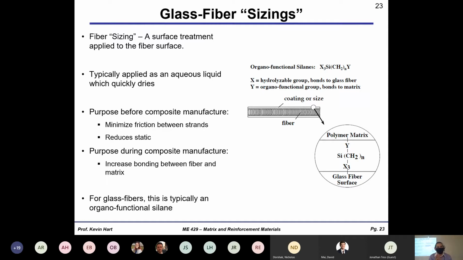Now, the sizing is also useful, and its main purpose is to give a chemical functionality to the surface of the glass, so that when you go to actually make the composite, there's a chemically reactive surface on the fiber that will help you bond to the matrix. So it's helping you build an interface, the third component. There's some information about the chemistry here, but basically you're giving chemical functionality to the surface of the glass to help you bond to the matrix that you're going to be using later.